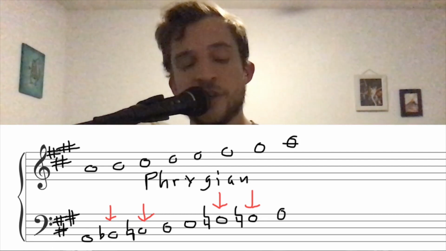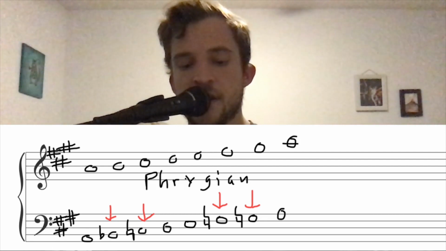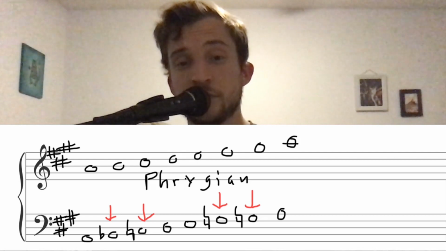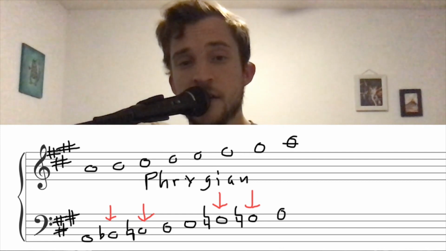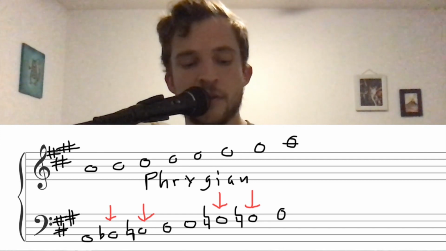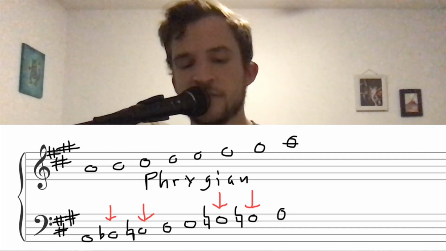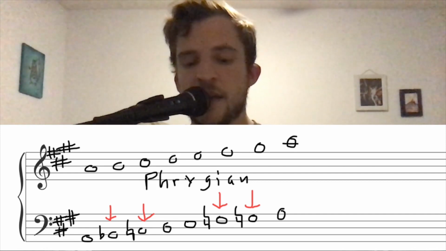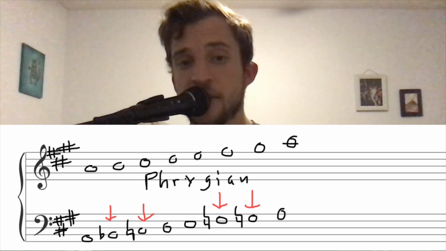Moving on to A Phrygian, which goes A, B flat, C, D, E, F, G, A. You'll notice from an A major scale that now we have a lowered 2nd, a lowered 3rd, a lowered 6th, and a lowered 7th. So the B went down to a B flat, the C sharp went down to a C natural, the F sharp went down to an F natural, and the G sharp went down to a G natural. So your Phrygian mode is your lowered 2nd, lowered 3rd, lowered 6th, and lowered 7th.